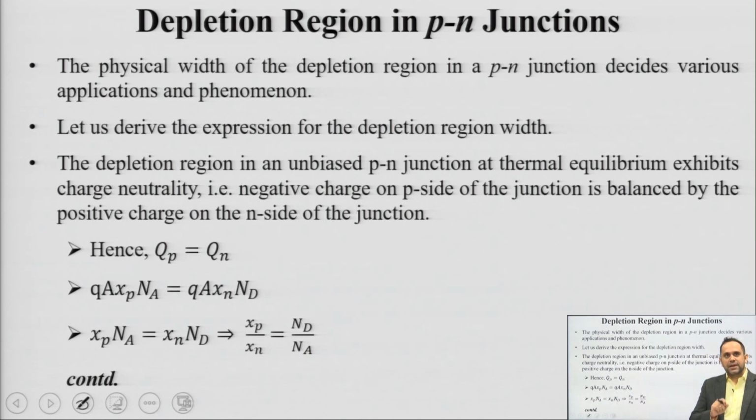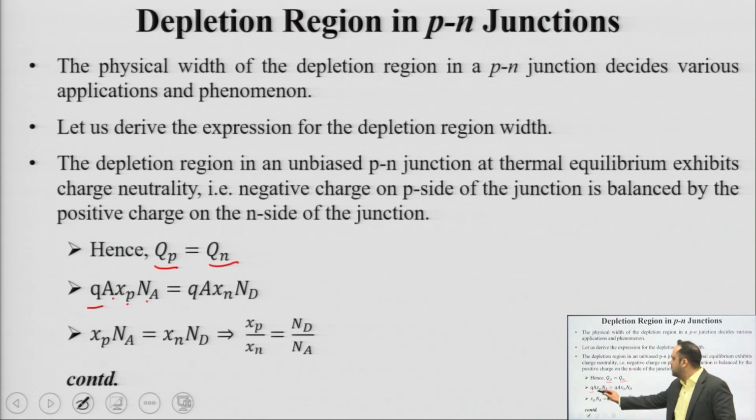For this, we say that the charges on the negative side or the p side, the negative acceptor ions, they produce some charge. This is balanced by the positive charge on the n side. So, Qp is equal to Qn. Okay. So, charge on the p side is equal to charge on the n side. How much charge is there on the p side? So, you have Q, area times width is volume, Na is the number of charges per unit volume, multiplied by volume gives me total charge. Each charge is equal to the charge of an electron basically. So, you multiply with Q.